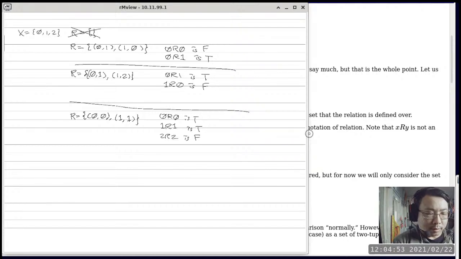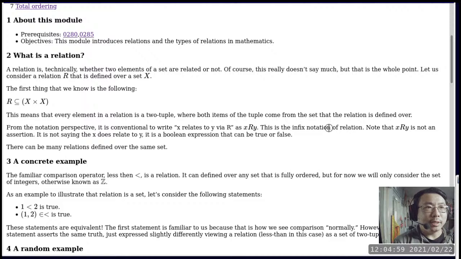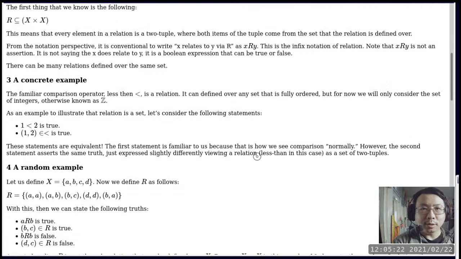Alright, so are there any questions about these concepts? Basically, we are just introducing the various ways of expressing whether an element in X relates to another element in X by looking at the relation as a set of 2 tuples. Alright, I'm not seeing any questions in the text channel. Then we're going to move on and we'll use a concrete example in this case.